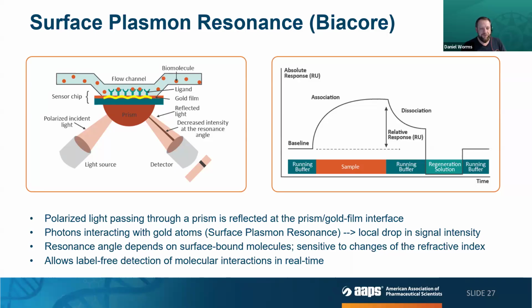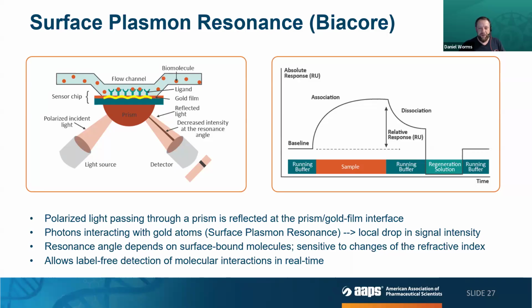This energy conversion from light energy into surface plasmon is then observed as a local drop in the intensity on the other side of the prism, on the detector. And this angle shifts, as I mentioned, when molecules bind. This allows a label-free detection of the molecular interactions in real time. The signal, or the change of the angular shift, is expressed in resonance or response units and then plotted over time. And this gives a sensorgram, which is shown on the right picture here.